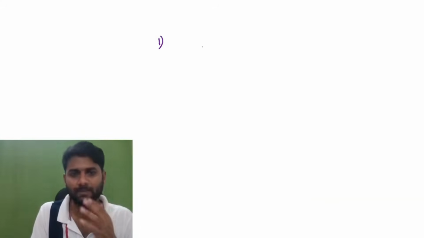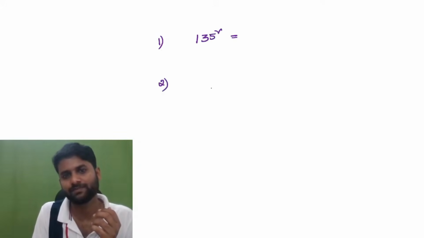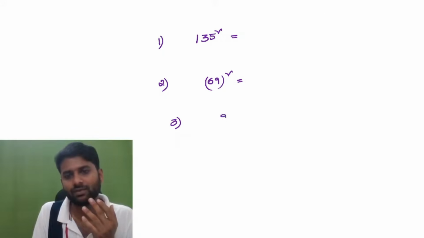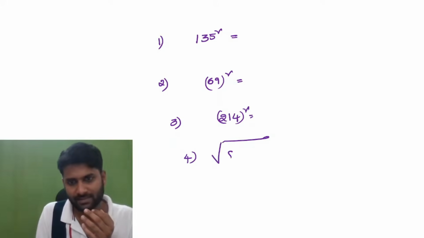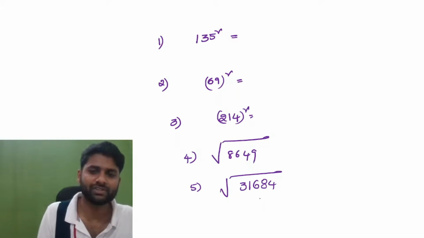I just want to give a few questions. If you understand the whole session, try to answer these questions in the comment section. First one, 135 square. Question number two, 69 square. Question number three, 214 whole square. Question number four, find the square root of 8649. Question five, square root of 31,684.